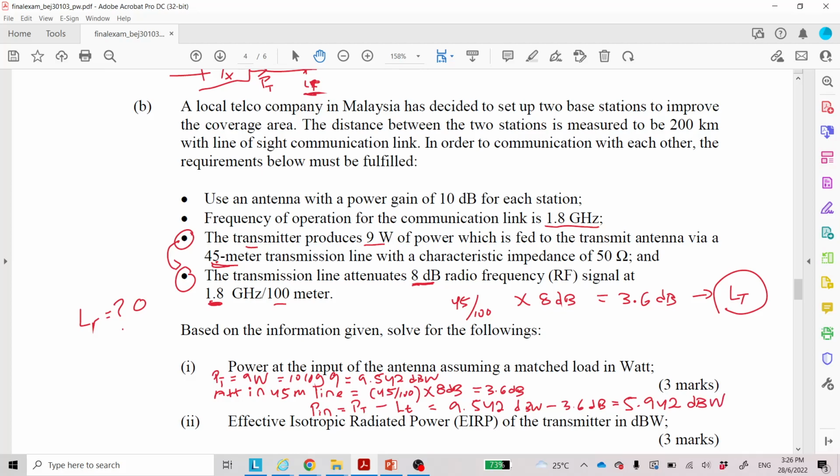Which is equal to, so the question asks in terms of what? You're going to need to do the anti-log. Anti-log of 0.5942, you're going to get 3.928 watt.